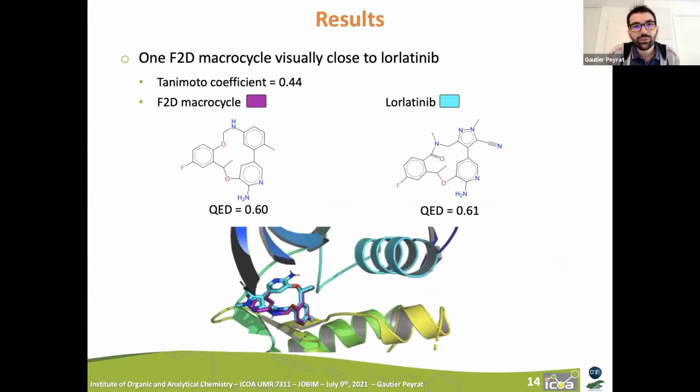Among all the results that I got, there is one result which is really interesting because its 3D shape is really close to the inhibitor lorlatinib. As you can see, the little cycles included in the macrocycle are almost in the same place as in lorlatinib. Even if the 2D similarity is only 44% between the two 2D structures, we observe just by looking at the structures that the 3D shape is really similar. And also the QED score of both molecules is really close.